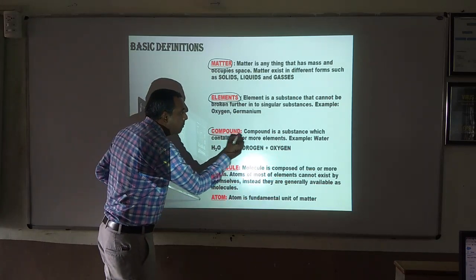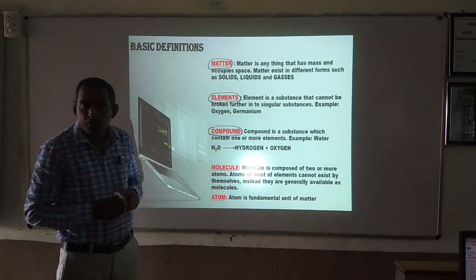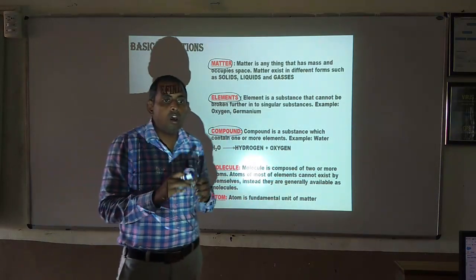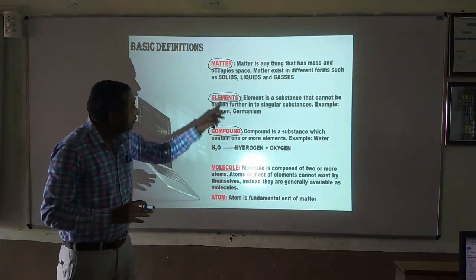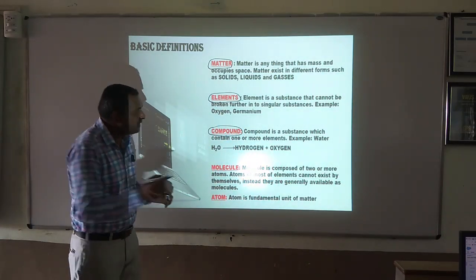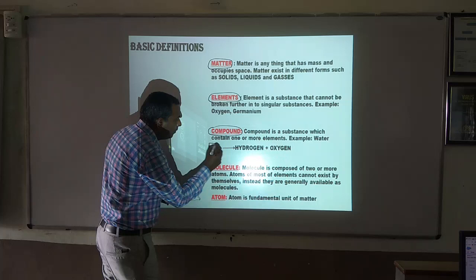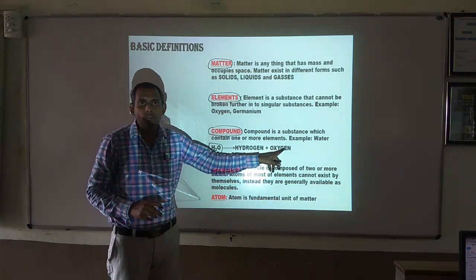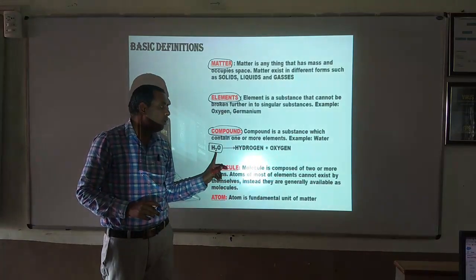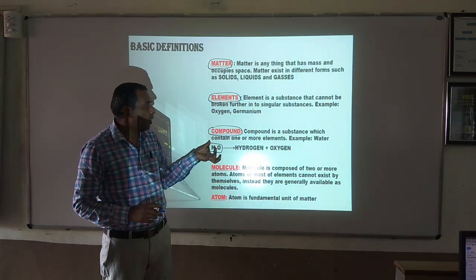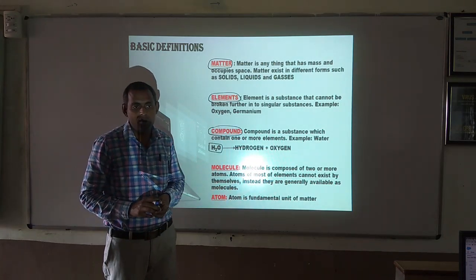Next comes compound. A compound is a substance which contains one or more elements. An example given here is H2O, that is water. It contains hydrogen plus oxygen. Two parts of hydrogen and one part of oxygen give you water, and it is called a compound.